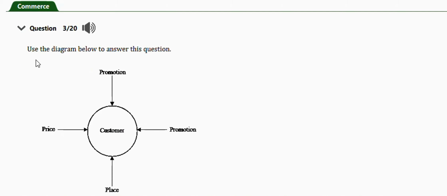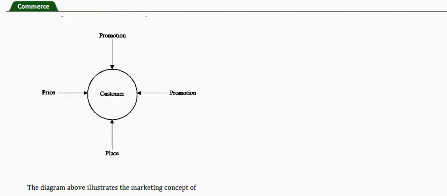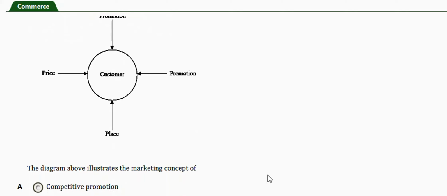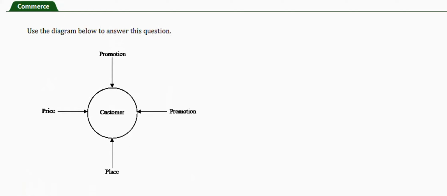Okay, this question. It says use the diagram below to answer this question. So the diagram above illustrates the marketing concept of, let's look at the options: competitive promotion, pricing policy, consumer sovereignty. Option D here is distribution channel. So the right answer is option C, consumer sovereignty.